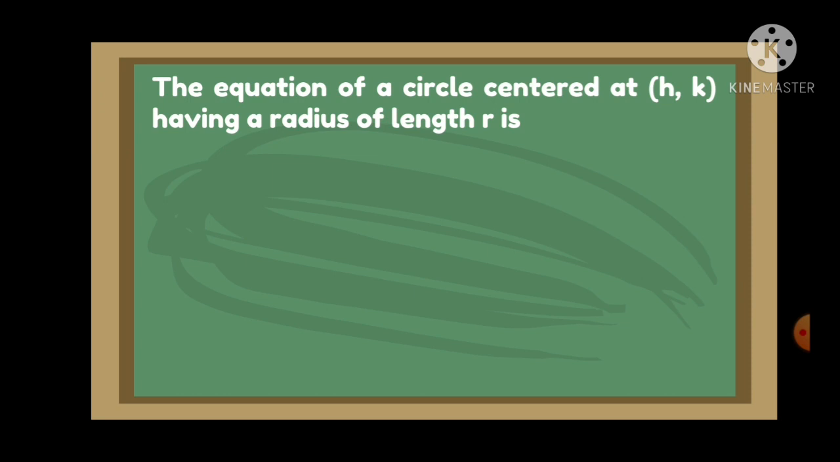The equation of a circle centered at (h, k) having a radius of length r is (x - h)² + (y - k)² = r². Now, these are examples of how to express the equation of a circle in center radius form.